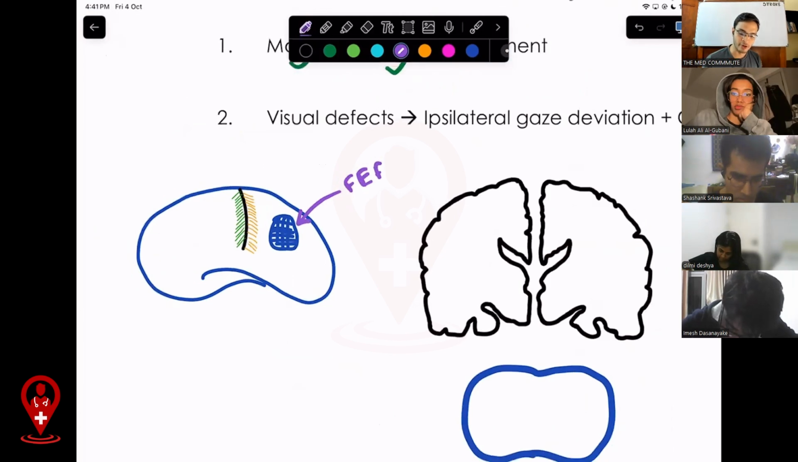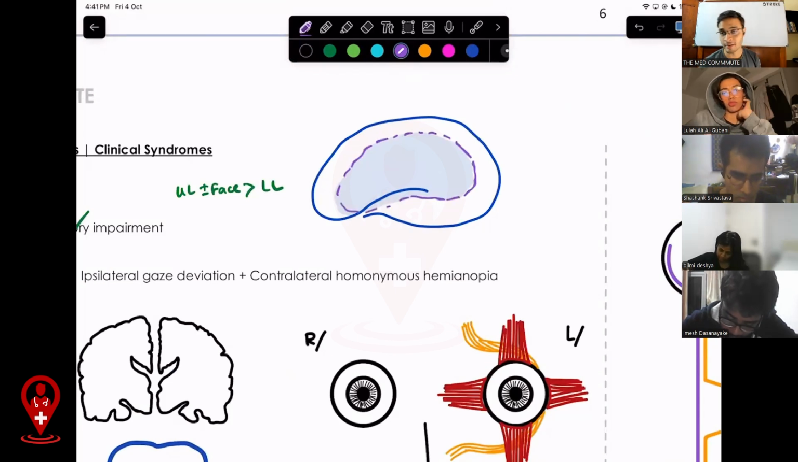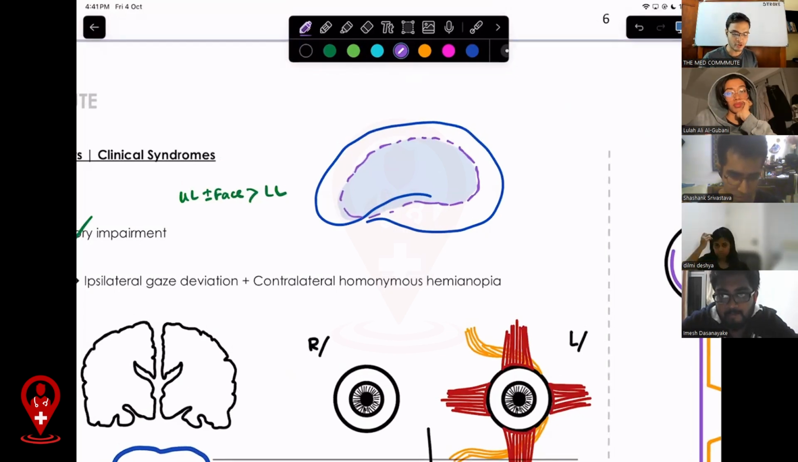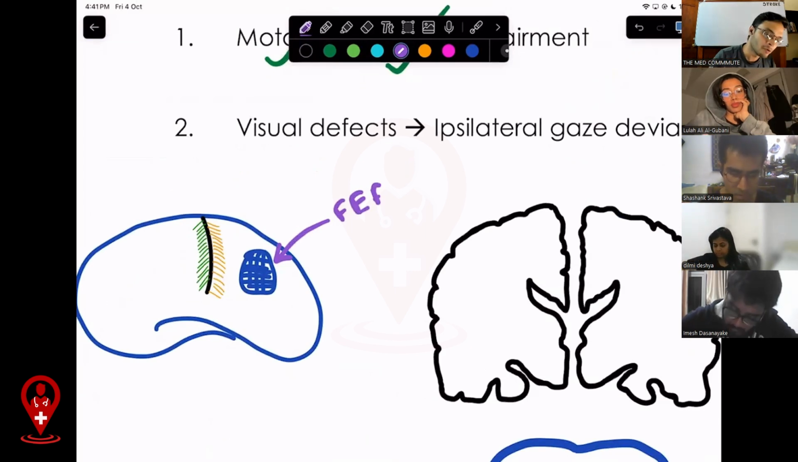And if you remember the blood supply of the MCA, you remember that all of the lateral aspect of the cerebral hemisphere is supplied by the MCA, whereas the medial, the midline, yesterday we talked about, is supplied by the ACA. So the FEF, the frontal eye field, is also supplied by the MCA. Now, what happens when there is an MCA stroke? This frontal eye field function is lost.